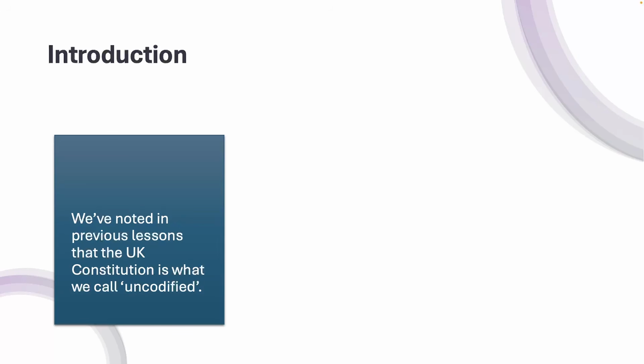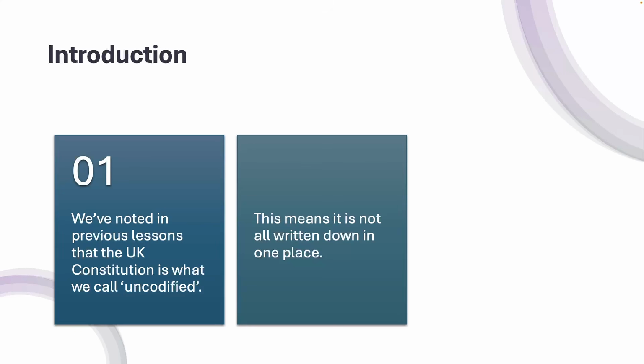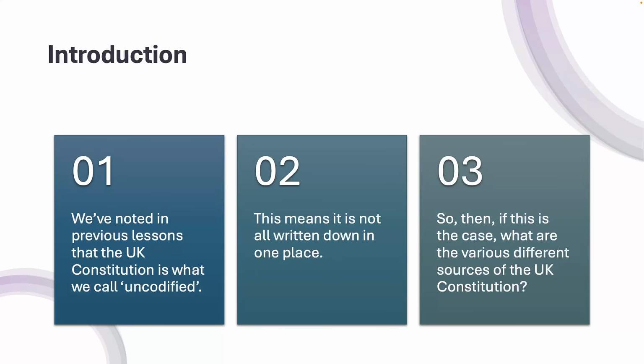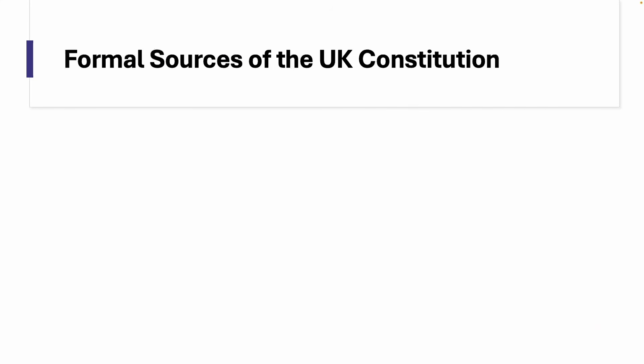So as an introduction then, we noted in previous lessons that the UK Constitution is what we call uncodified. And this means, as I've just mentioned, that it is not all written down in one place. We made a delineation between what is known as an uncodified constitution versus what is known as an unwritten constitution. One is not written down, unwritten. The other is not all written down in a singular place. And so therefore, what are the various different sources of the UK's constitutional framework? What can we refer to as part of the UK's constitution as its various different sources?